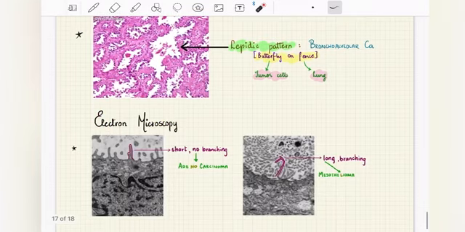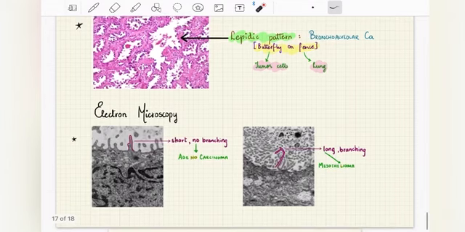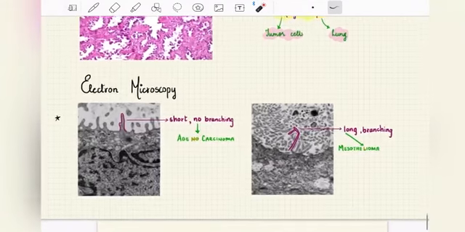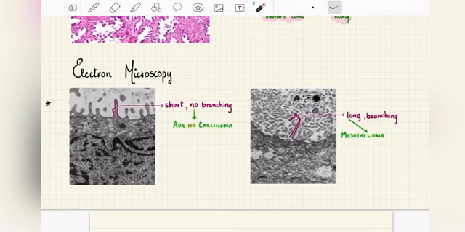Next important slide is of the electron microscopy images of mesothelioma and adenocarcinoma. Now if you carefully look at the villi, so this is a single short villi which has no branching, whereas this villi is a long one with branching. So short villi with no branching is seen in adenocarcinoma, and the long villi with branching is seen in mesothelioma.